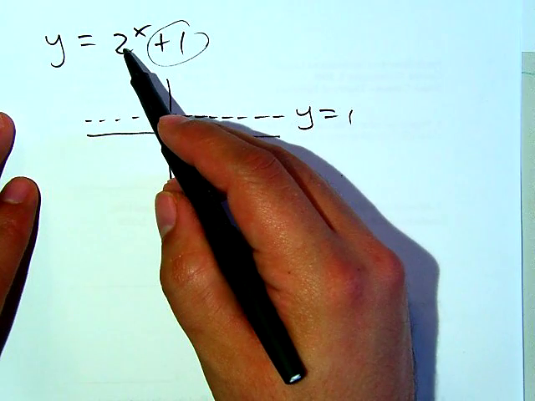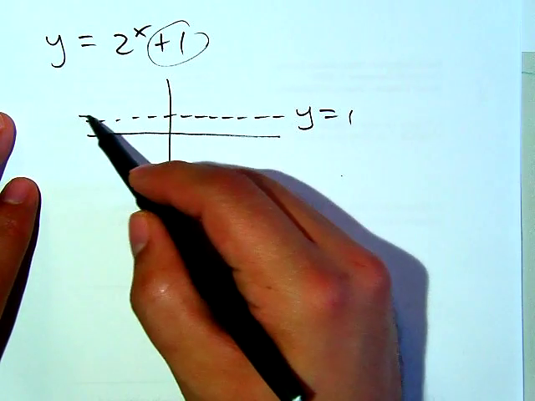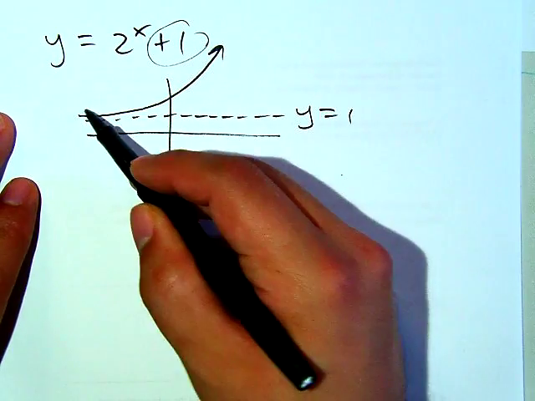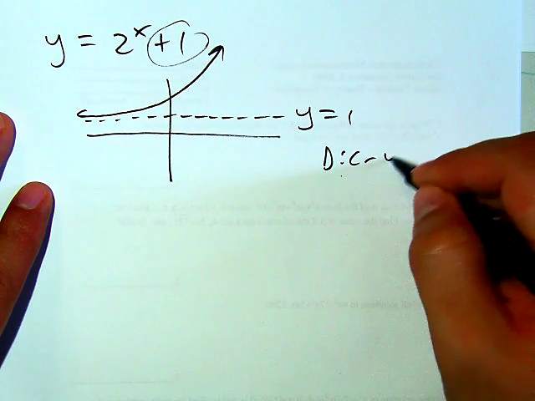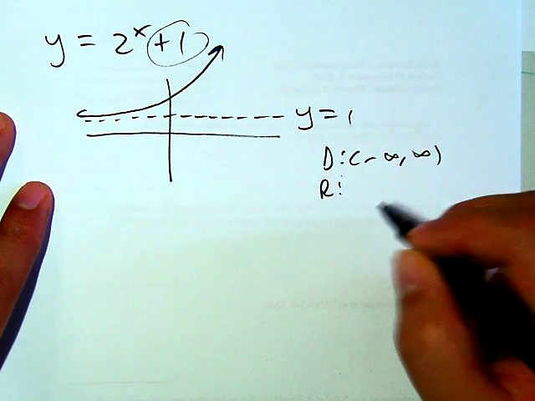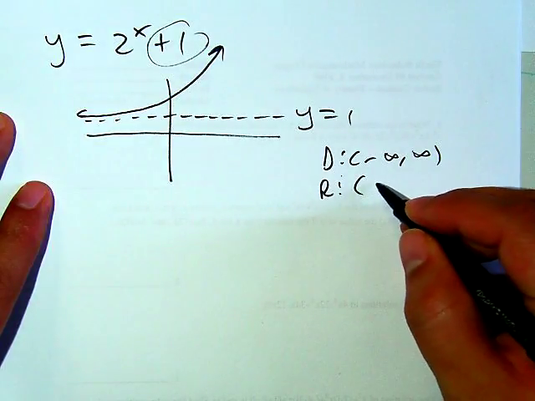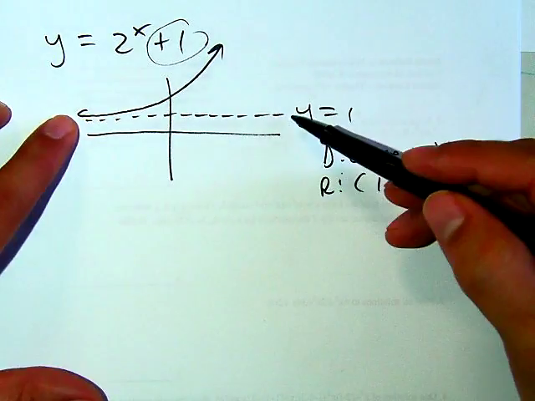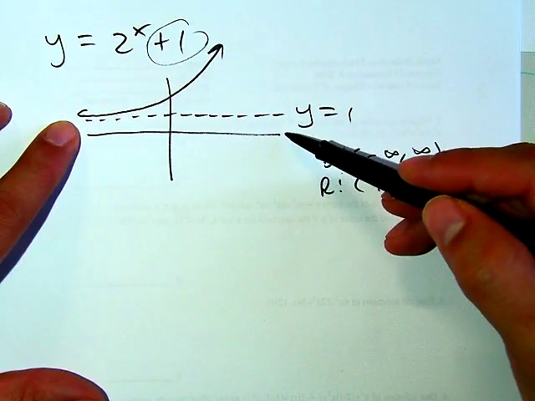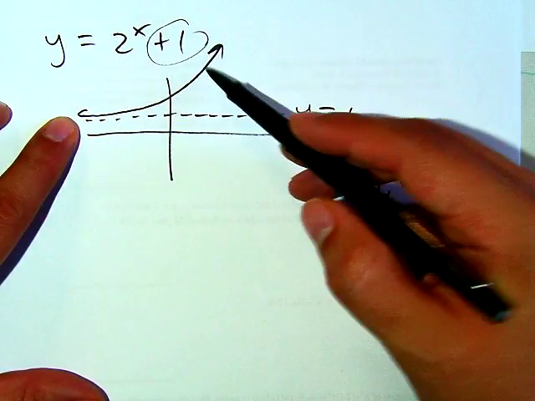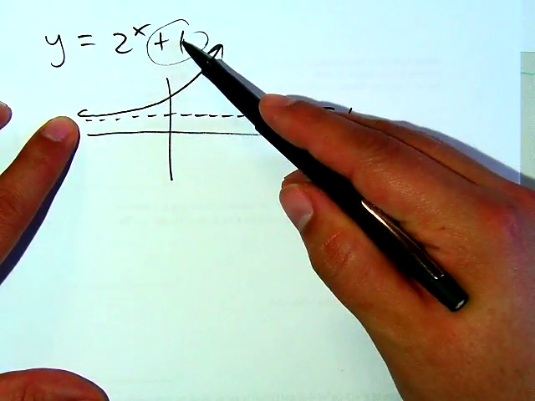And since this is just a regular positive exponential graph, it's going to look something like this. So the domain is all real numbers, and the range is from 1 to infinity, because the asymptote, which used to be at y equals 0, got shifted up to y equals 1 because we added 1 to the exponential function.